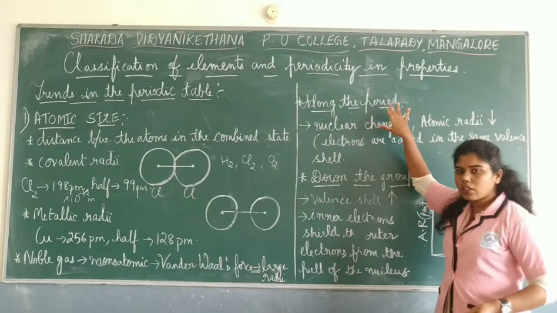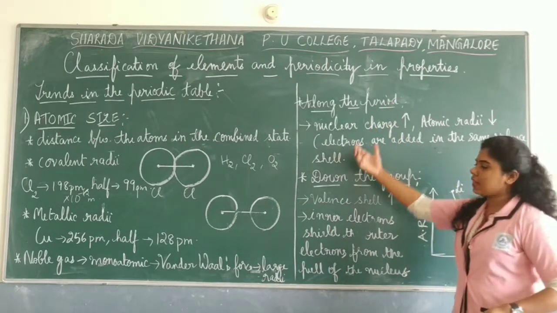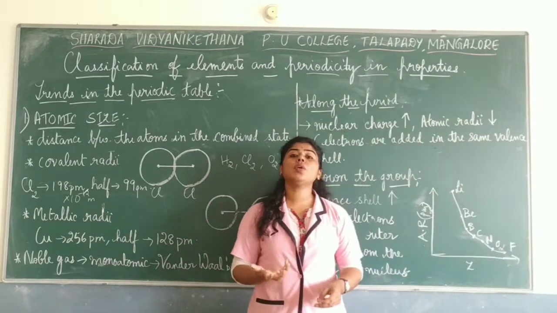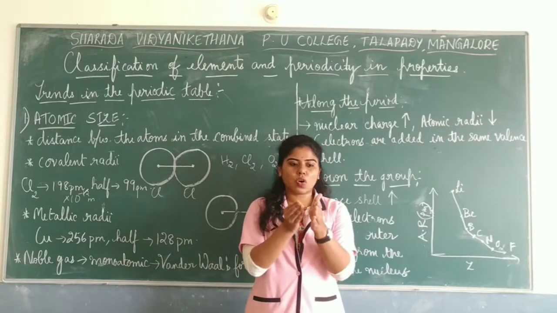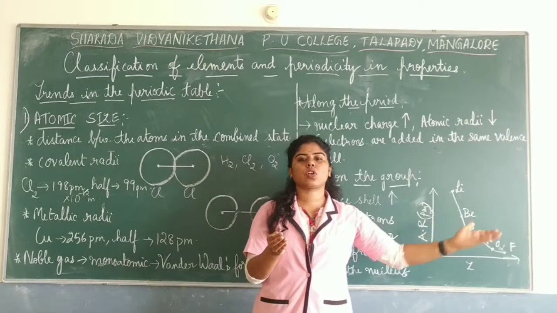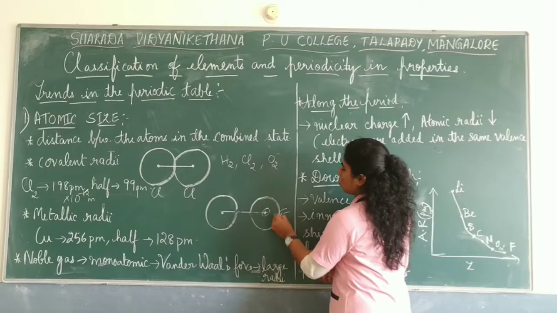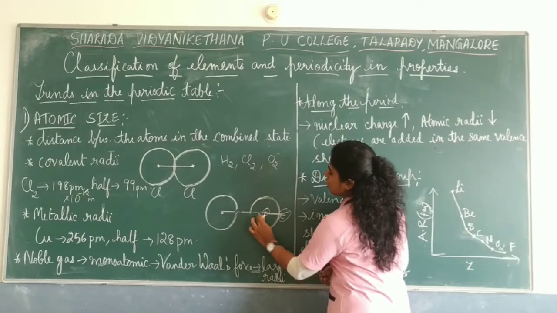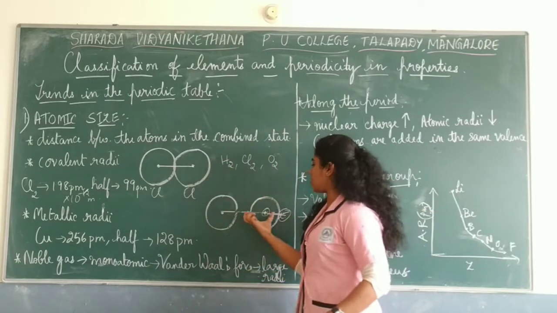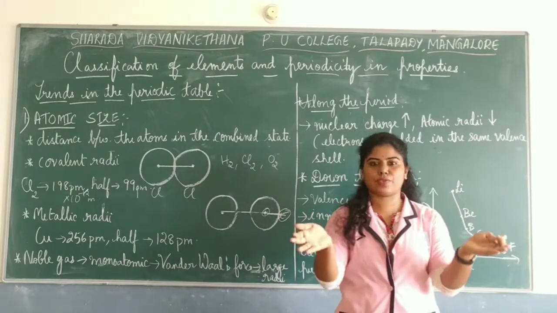Now you see here along the period you have lithium, beryllium, boron, carbon, all these elements. You see that the nuclear charge increases. Now first of all, what do you mean by this nuclear charge? It is the force of attraction between the protons present in the nucleus and the electrons present in the outermost shell. The force of attraction between these two is called nuclear charge. So when you say nuclear charge increases, that means there is more force of attraction. If you say nuclear charge decreases, that means there is less force of attraction.